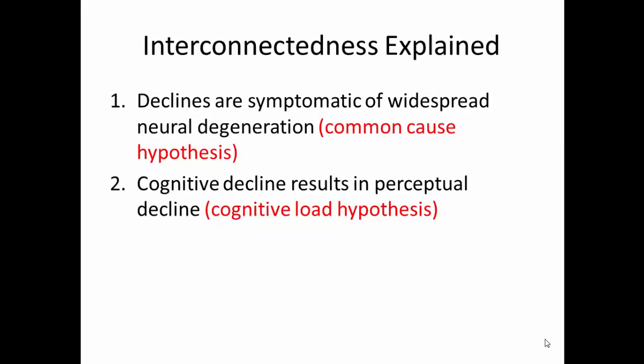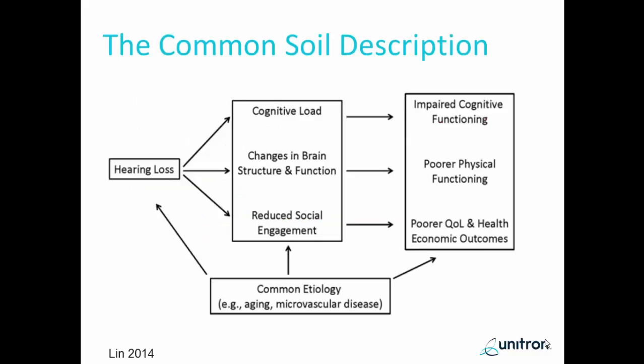Another way to explain the interconnectedness between the ear and the brain would be to look at what's called the cognitive load hypothesis, which is how cognitive decline results in perceptual decline. Some of the work of Frank Lin and his group at Johns Hopkins really underscores this point.